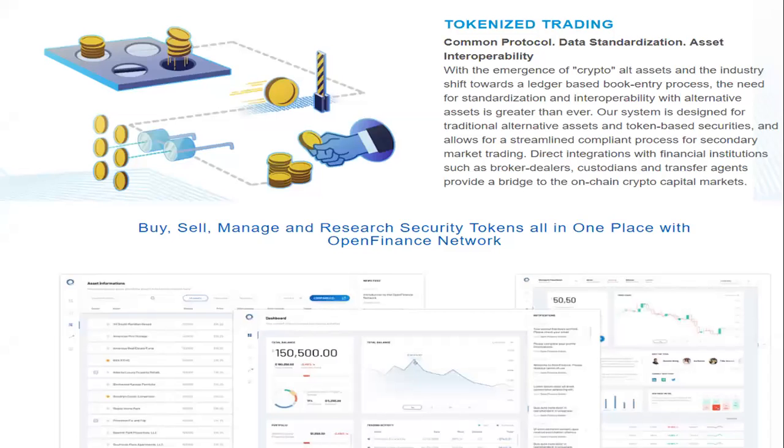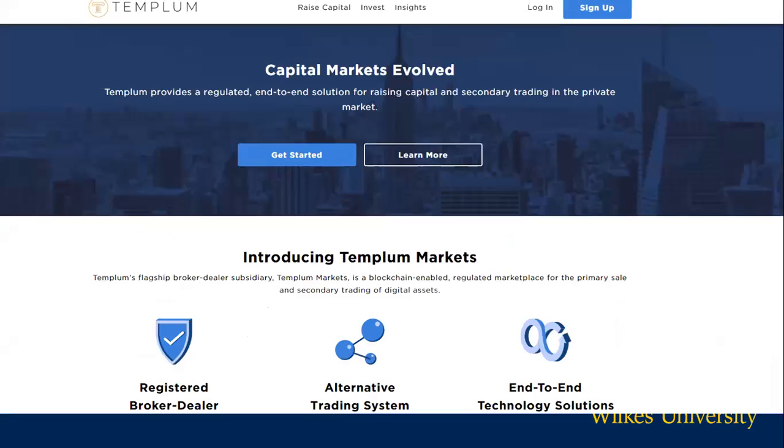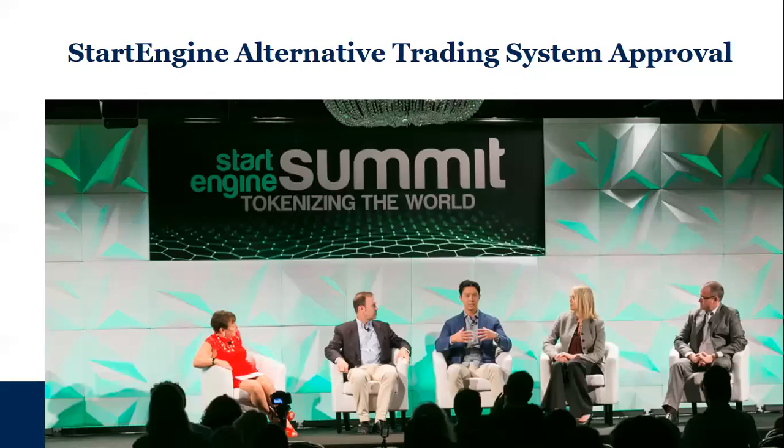But they do have on Open Finance a very nice graphic of how their system works. And you can sort of talk about how it all goes into, and they use coins to show that, but it shows this ledger system. Templum Markets is another one.